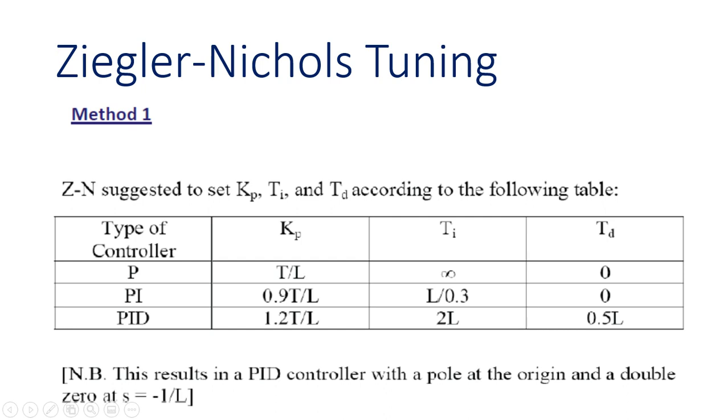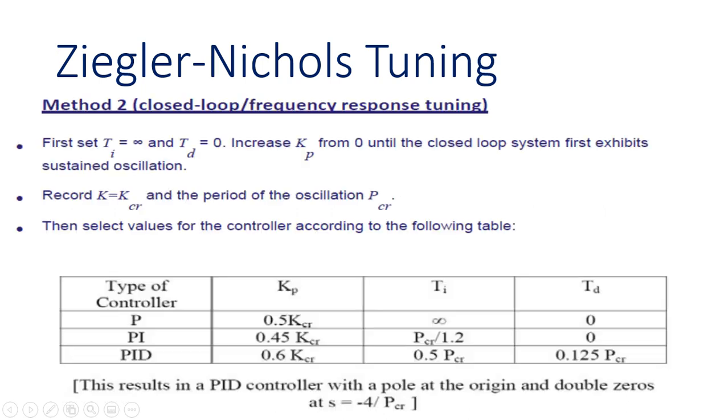Note that this results in a PID controller with a pole at the origin and double zeros at s equal to minus 1/L. So the main idea is that tuning is done in that way.